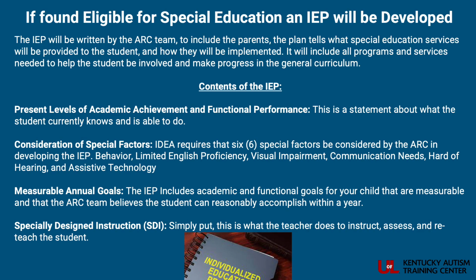So once that referral has been completed, and assuming it's been accepted and all ARC members agree, and testing and observations have been completed, the team will come back, review all the data, and determine if the student is in fact eligible for services. If the student is found eligible, an IEP will be developed. As stated earlier, an IEP is a legally binding document that the team writes to meet the unique needs of the student identified with a disability. It guarantees that the services specified in the plan will be provided to the student. The IEP will be written by the ARC team, to include the parents or guardian.